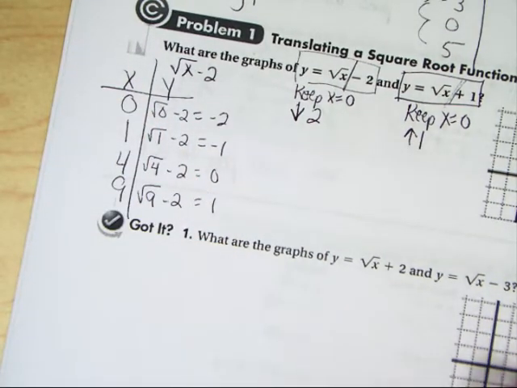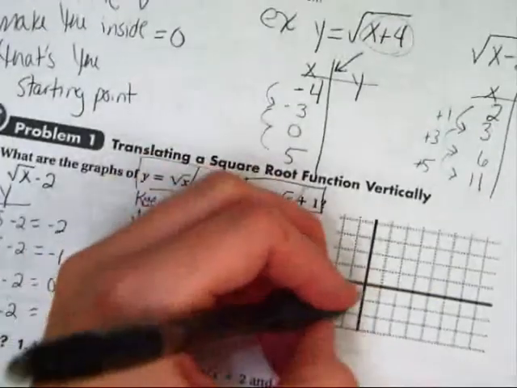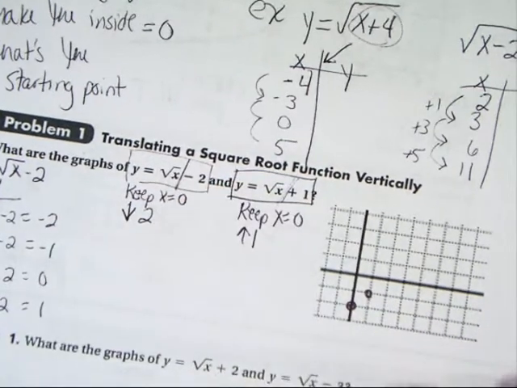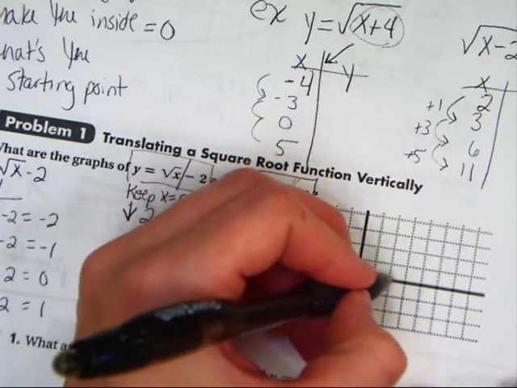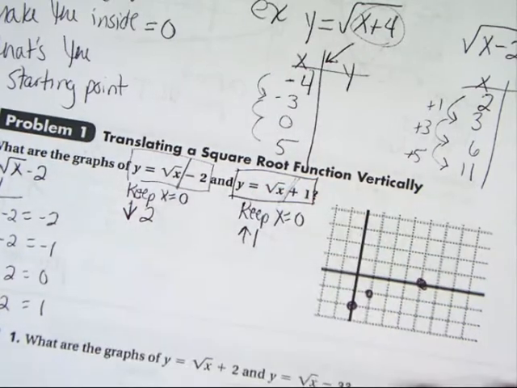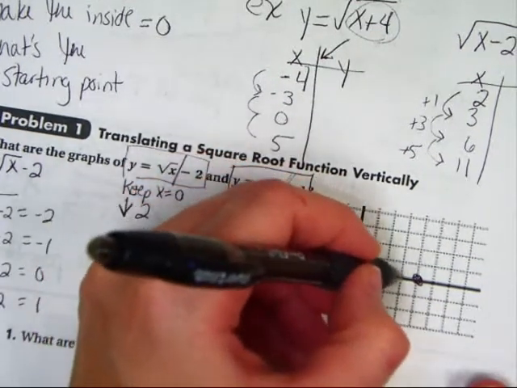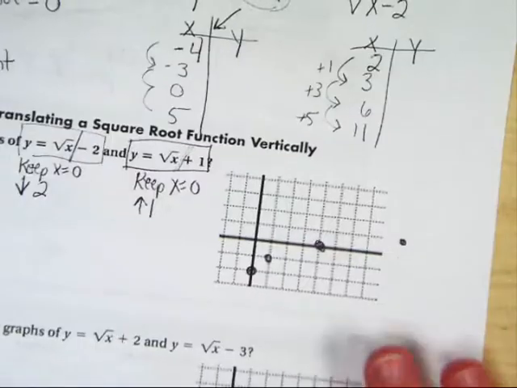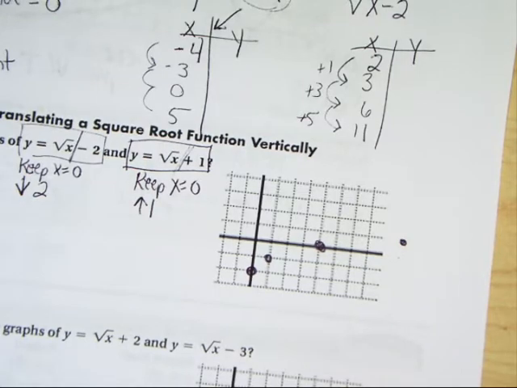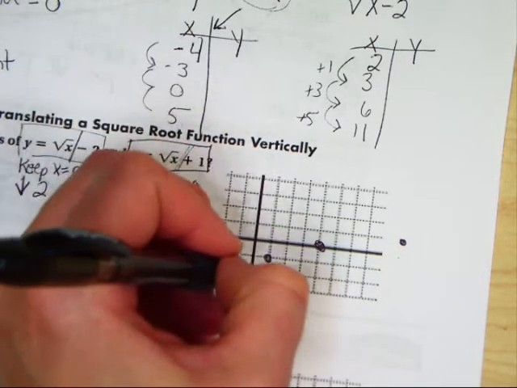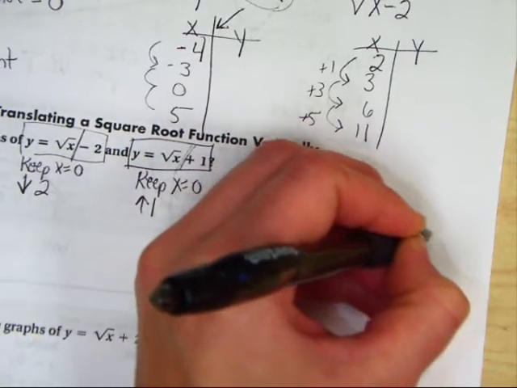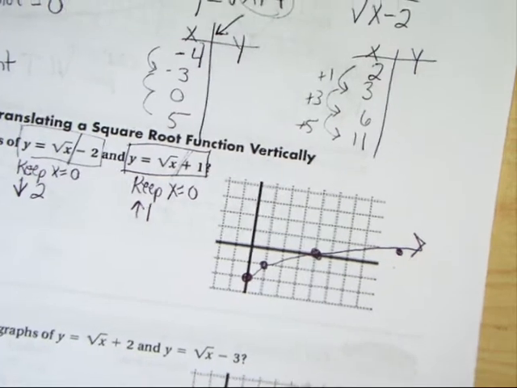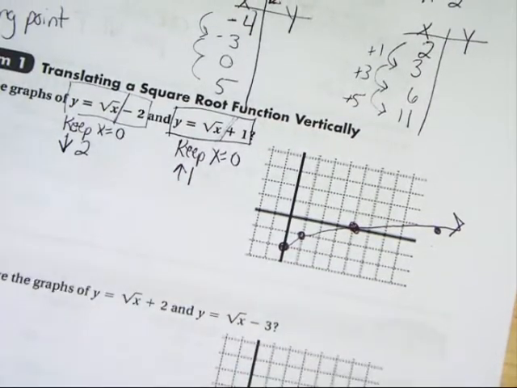Let's plot these points. 0, negative 2. 1, negative 1. 4, 0. 9, 1. I didn't add quite enough things, so just go ahead and kind of skip over so you get it, okay? Now let's draw our line to connect. And look how that one is almost like, you see it? It looks like half of a parabola. Well, it should look like half a parabola. Let's do the other one now.